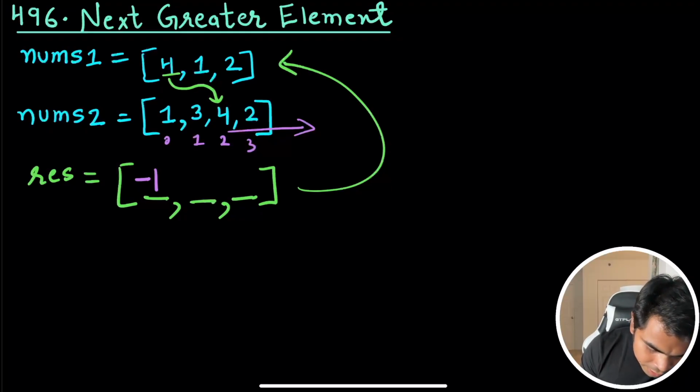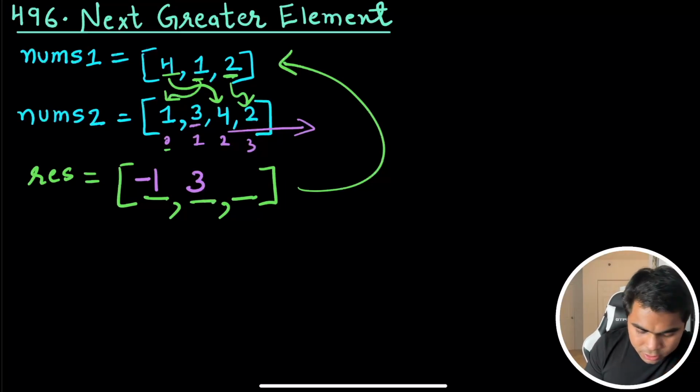Then let's go to our next element, which is 1. Find the position of 1 in your nums2. It's right here, at the 0th index. What's the next greater element towards the right of 1? Well, it's right here, which is 3. So we'll write 3 here. What is the next element? 2. Find 2. Well, 2 is at the last position, so there is no element next to 2. So that is why we are going to write -1.